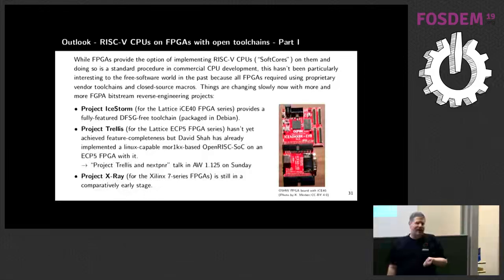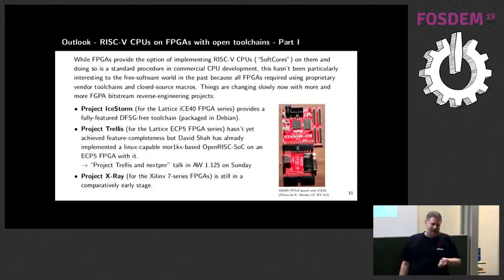In recent years, there has been a lot of effort to reverse engineer the FPGA bitstream configuration format and to implement free toolchains for FPGAs. We actually have one that's fully working. That's Project IceStorm, which is packaged in Debian. So you can actually implement a CPU with tools in Debian and run it on an FPGA.